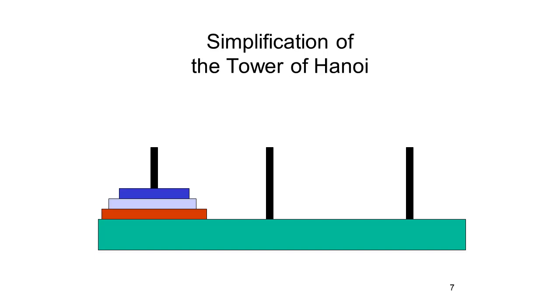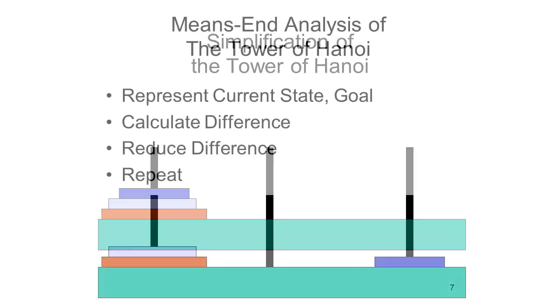Here's a simplified version of the Tower of Hanoi with just 3 disks, but otherwise the same constraints. There are 3 locations, and you can't put a large disk on top of a smaller disk. Take a couple of moments and figure out how to solve the problem. And then go to the next slide.